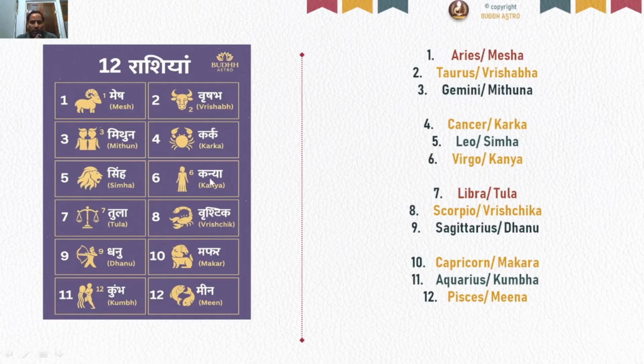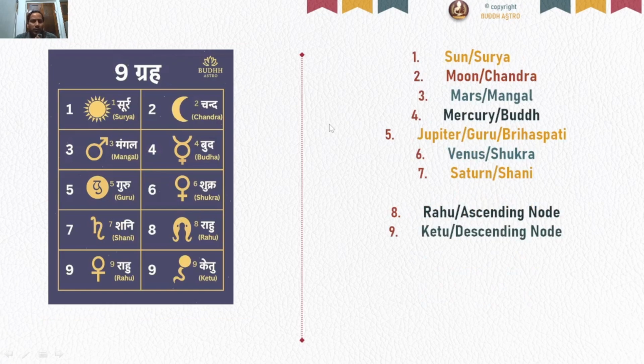Sixth will be Kanya, that is Virgo sign. Seventh will be Tula, that is Libra sign. Eighth will be Vrashchika, that is Scorpio sign. Ninth will be Dhanu, that is Sagittarius sign. 10th will be Makara, that is Capricorn sign. 11th will be Kumbha, that is Aquarius sign. 12th will be Meena, that is Pisces sign. And you have to remember this sequence. These are the 12 zodiac signs. Hope you get this point.